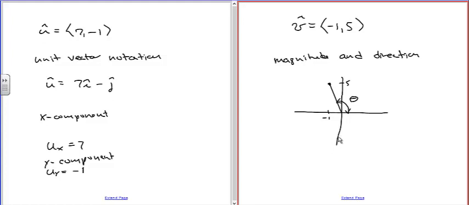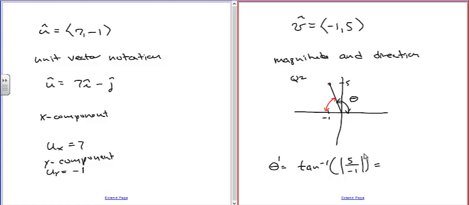Well, you use some geometry. You know, it's in the second quadrant. And so what we could do is find the reference angle associated with this point. And because we're given x and y, we probably should use the tangent. So the angle theta, or the reference angle associated with that, would be the inverse tangent of the absolute value of 5 over negative 1.